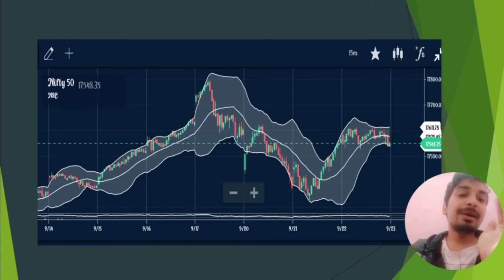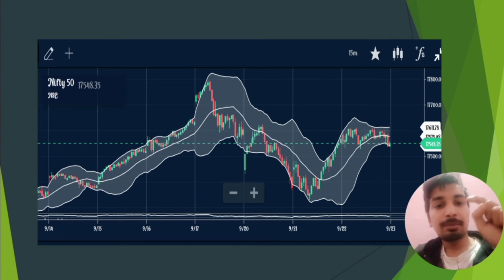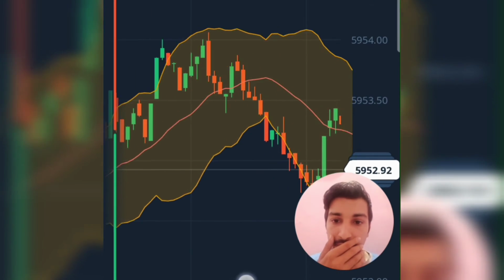So Bollinger Band is one of the most important bands in making a buying and selling decision. It is very much helpful. This is the Bollinger Band. You can look at the Bollinger Band.